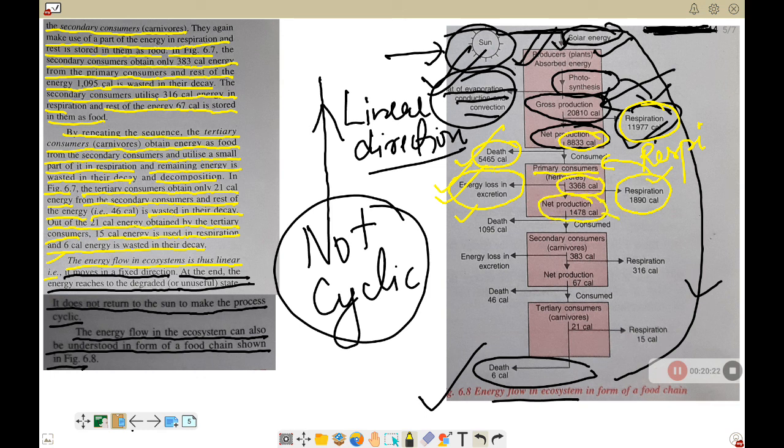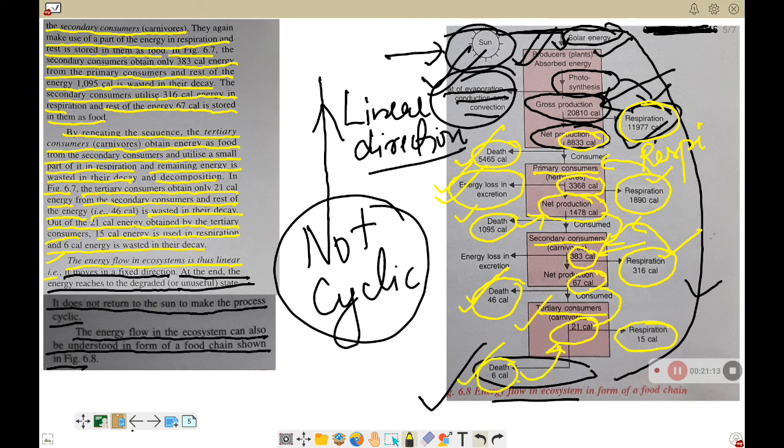Okay, when it is consumed by secondary carnivorous animals, or you can say secondary consumers, only this part of the energy reaches them, because this part of the energy is lost in the decay of the uneaten parts of the primary consumers. Out of 383, 316 calories is used up by the secondary consumers for respiration. Understand? And 67 reaches the tertiary consumers. Out of 67, again, because of the death and decay of some of its parts, 46 calories is wasted there. Only 21 reaches the tertiary consumers, and out of 21, 15 calories is used up by the tertiary consumers for respiration, and the remaining 6 is stored in them until they die.